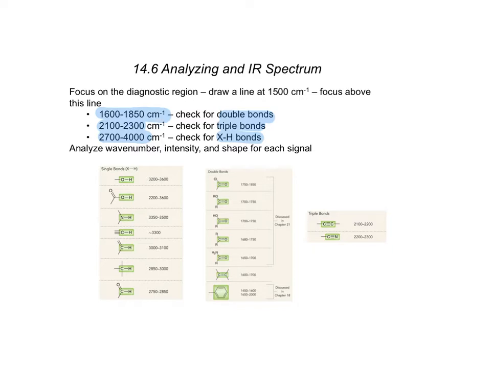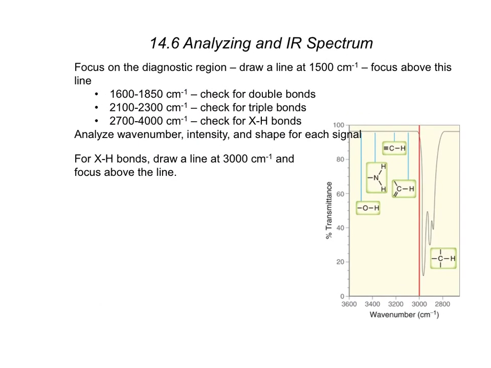So the first thing I tell you guys to do is draw a line at 1500 and look to the left of that line for any type of signal, okay? Ideally, if you find anything in between 16 and 18, you know there's a double bond. 21 and 23 is a triple, and then anything above 27 is going to be something attached to hydrogen. Finally, the other thing I tell you to do is to draw a line directly at 3000. So we talked about 3000 being kind of important last time with respect to things attached to hydrogen, right?